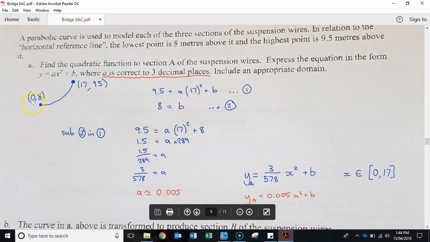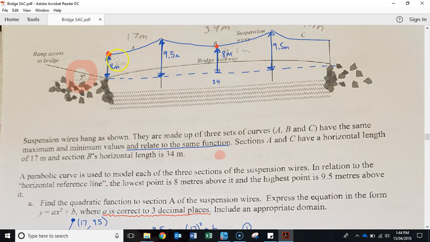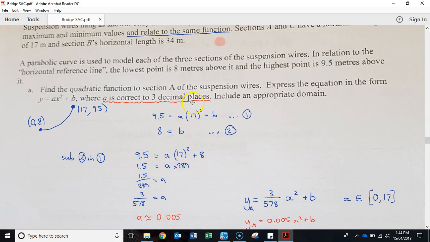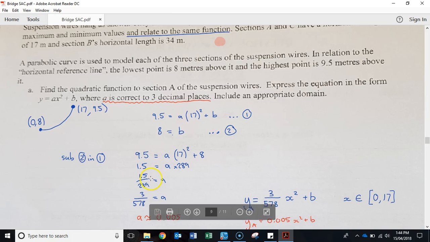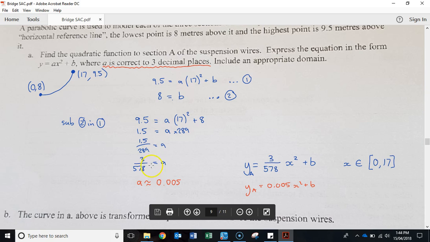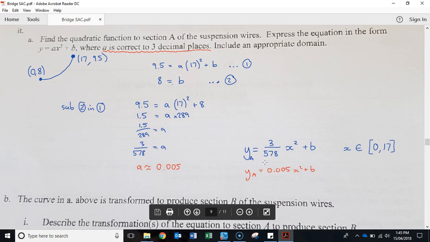So we started with the minimum value. So it had to be for section A, had to be 8. And the maximum value, which occurs 17 metres from the beginning of the bridge, is at 9.5. So we created two simultaneous equations, substituted into our first equation, and we found that a was equal to 3 on 578, which is about 0.005. So according to what they asked in the SAC, you should have kept everything at 0.005. I didn't do that, and I sort of kept it as 3 over 578.